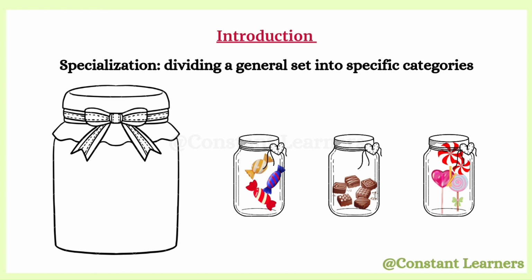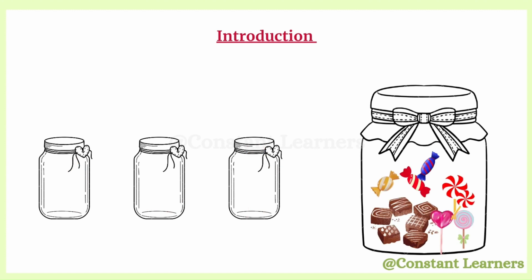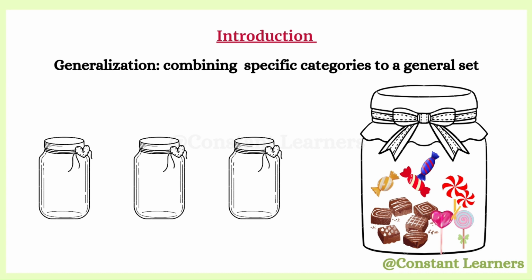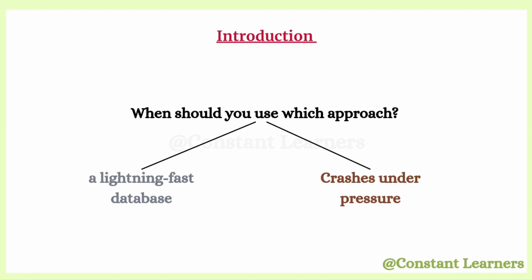But sometimes the opposite approach is better. If you had those separate containers taking up too much space and decided to combine them into one organized box, that would be generalization. Combining specific categories into a general set. But the real question is, when should you use which approach? The answer could mean the difference between a lightning fast database and one that crashes under pressure. We'll get to that soon.